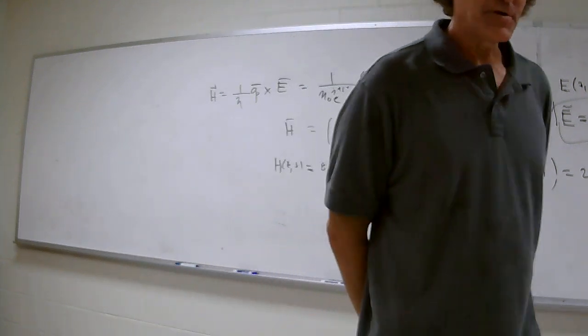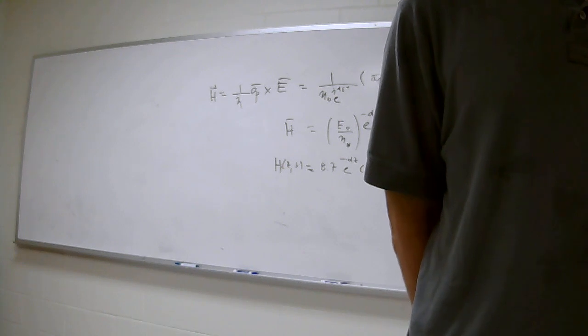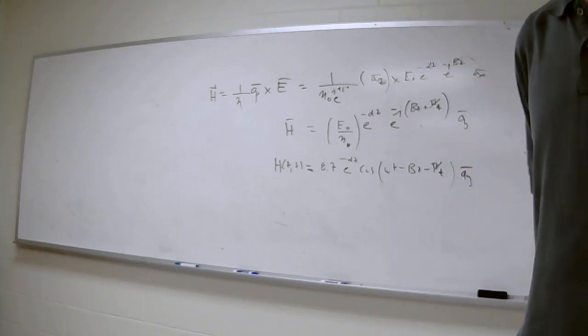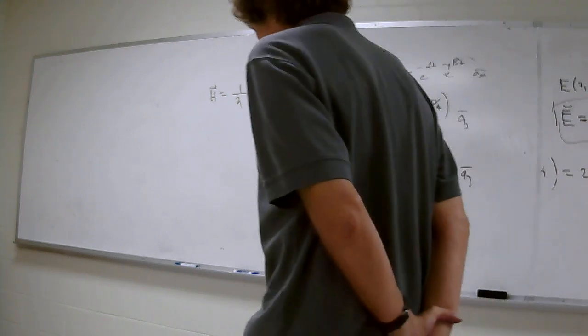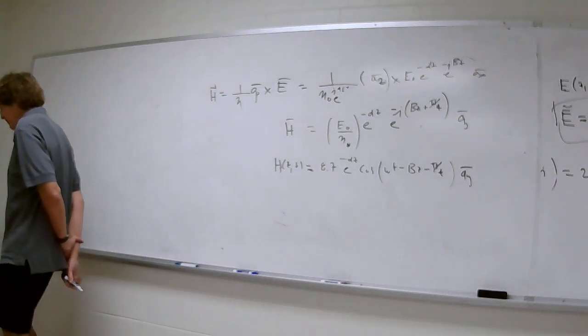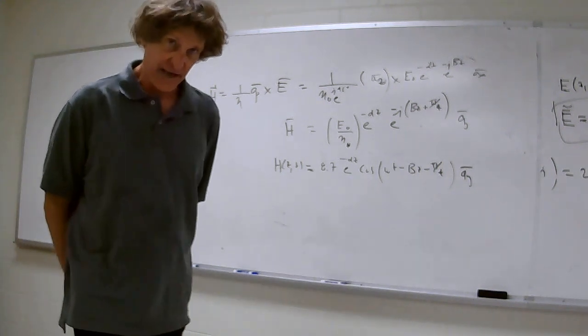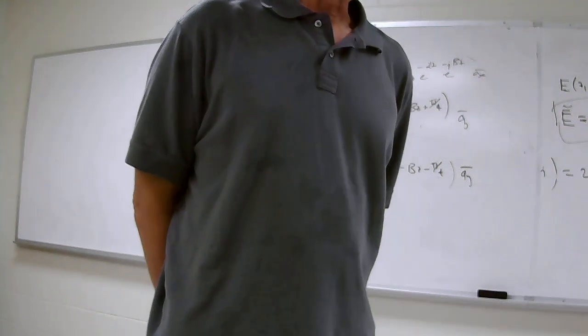But what does it always boil down to? E naught squared over 2. I'm not going to write that. 1/2 E naught squared, that's the magnitude of the E field squared, over the magnitude of eta times E to the minus 2 alpha Z times cosine of the phase angle of eta, which is 45 degrees.